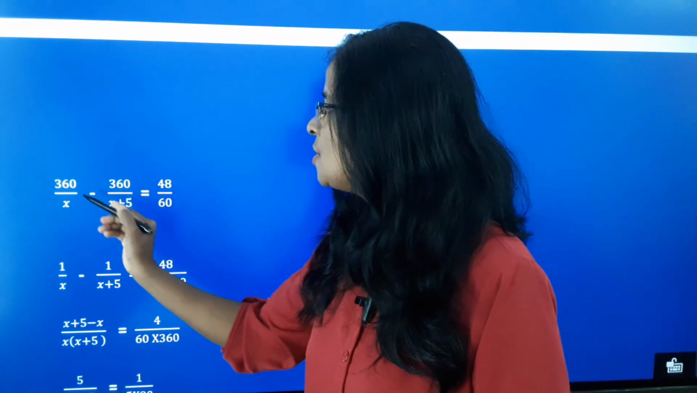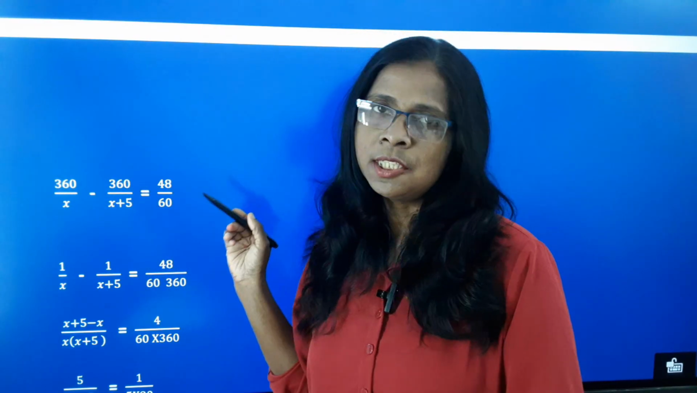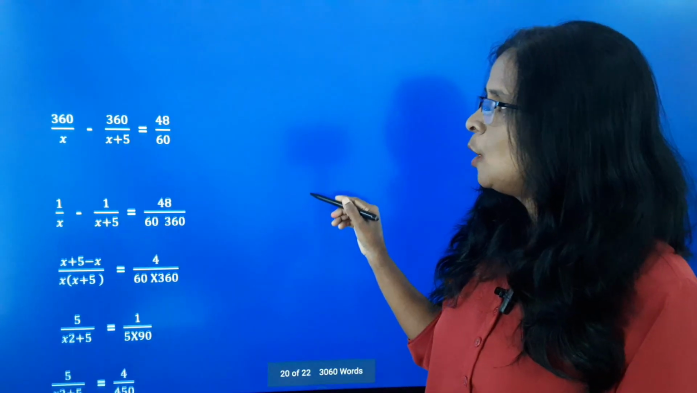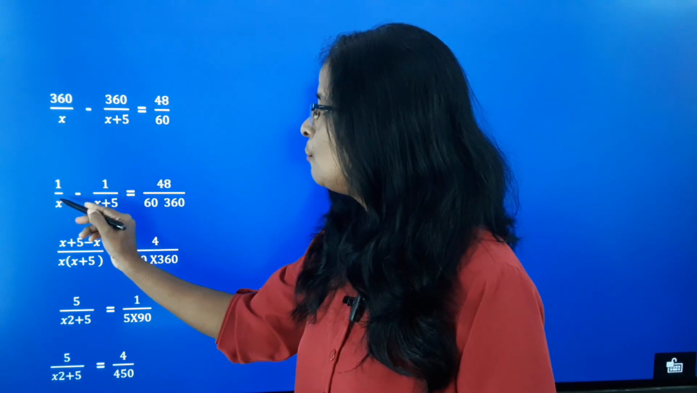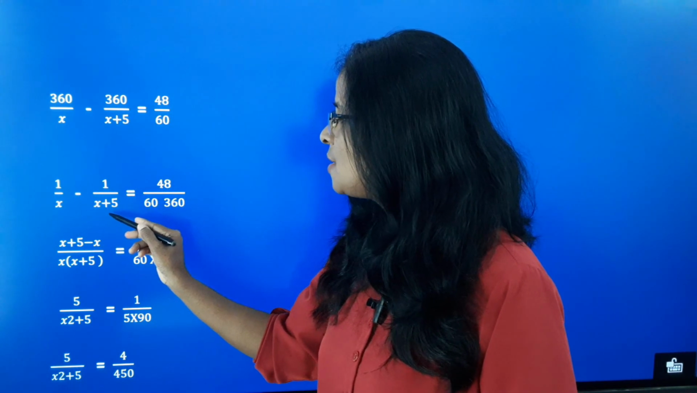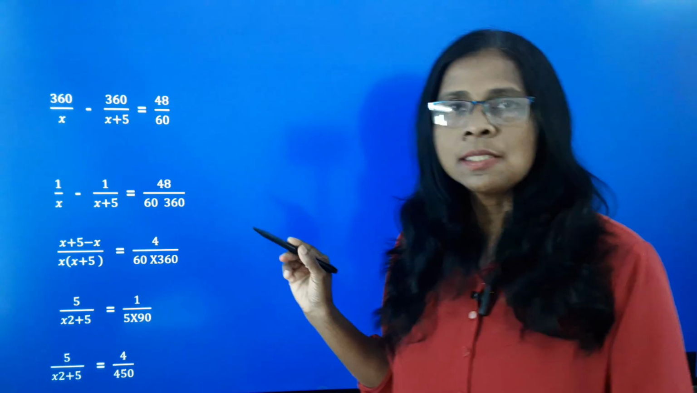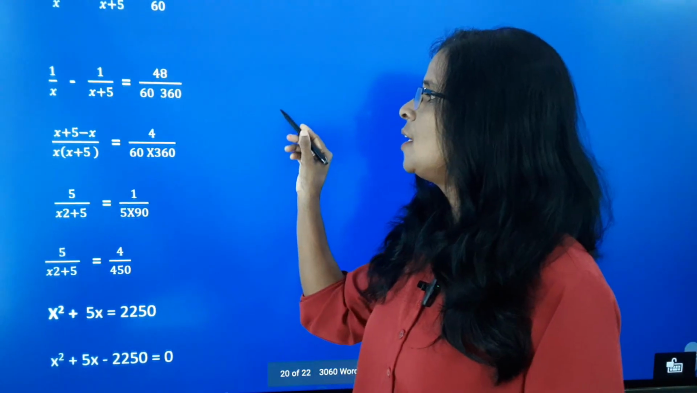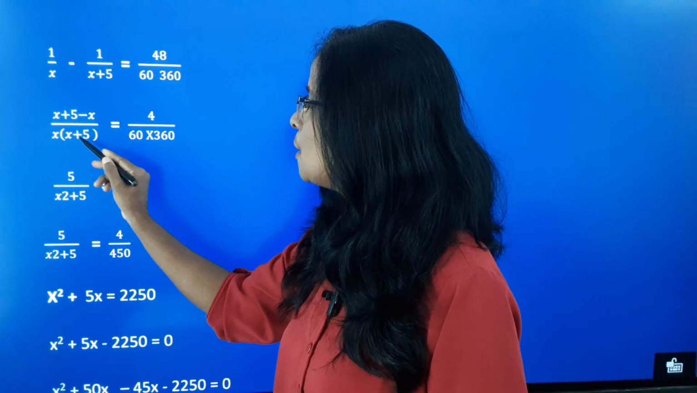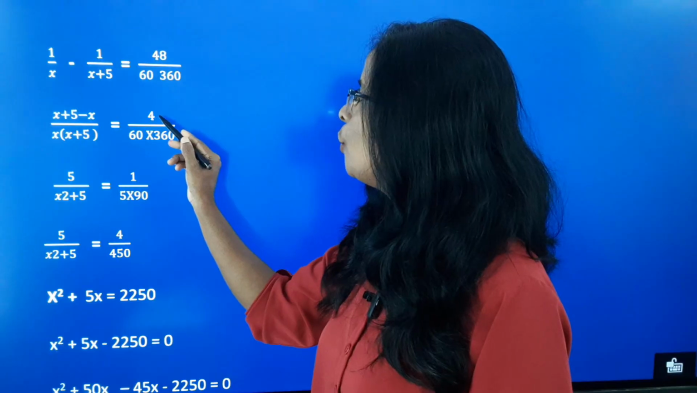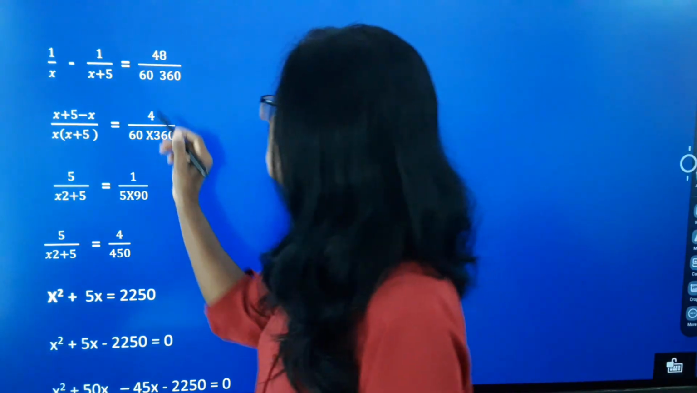So now here students, we change the term. After changing the term, 360 upon x minus 360 upon x plus 5 is equal to 48 upon 60. Okay students, and then we divide both sides by 360, then we have 1 upon x minus 1 upon x plus 5 is equal to 48 upon 360. Cross multiply: x plus 5 minus x upon x multiplied by x plus 5.